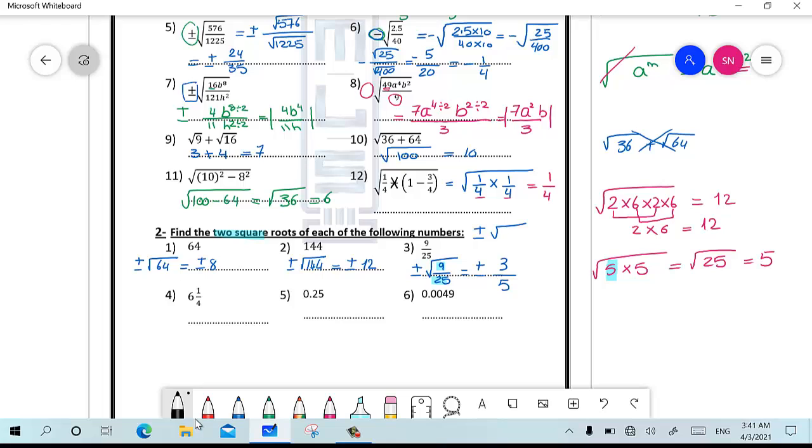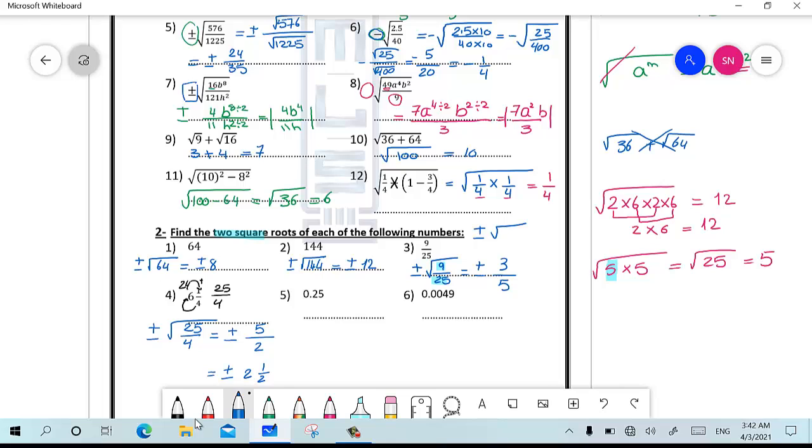Going now for number 4, I have a mixed number. So I must go first and change it to be an improper fraction. 6 times 4 equals 24. And then I add 24 plus 1, this equals 25. So I have 25 over 4. I want to find its two square roots. Again, finding two square roots means positive negative square root 25 over 4. And this is equal to positive negative, square root of 25 is 5 and square root of 4 is 2. I can write it in simplest form as a mixed number by having positive negative 2 and a half.